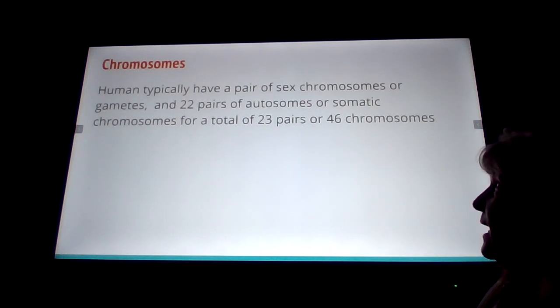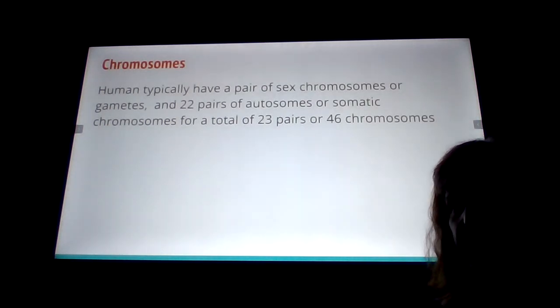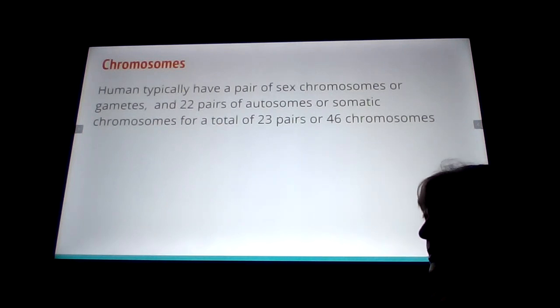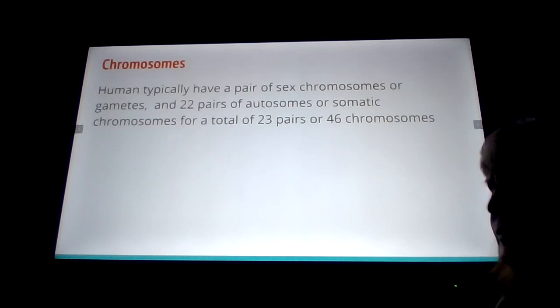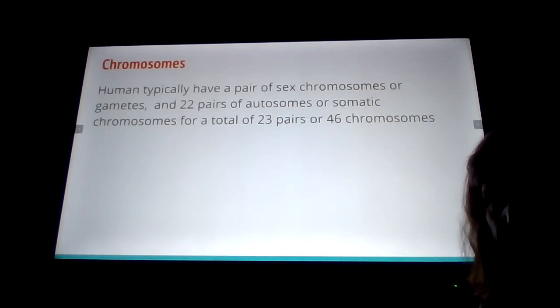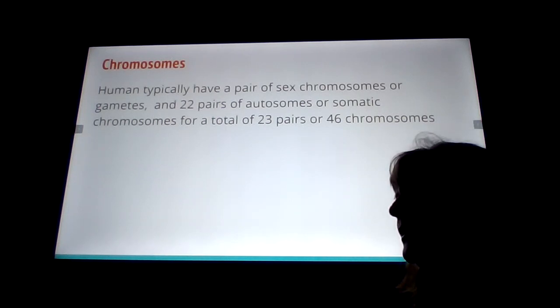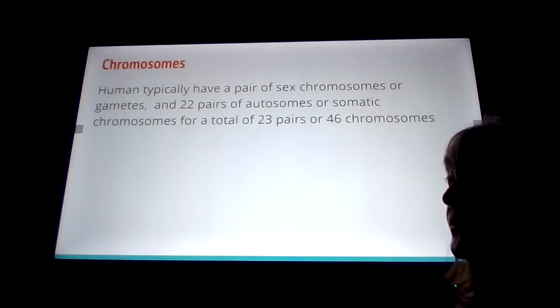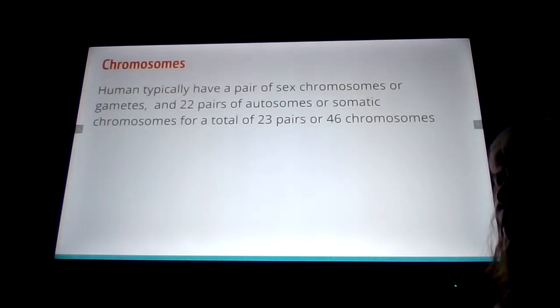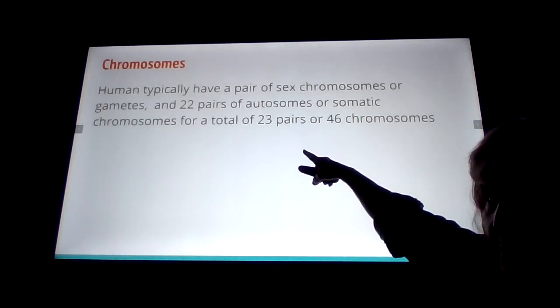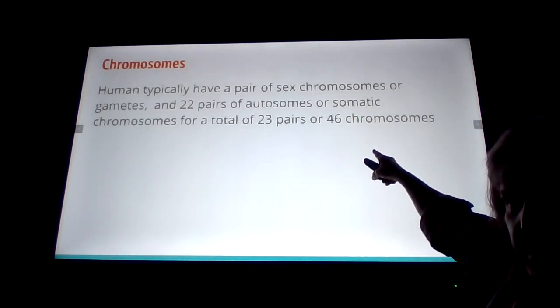Typically, humans have one pair of sex chromosomes, also known as gametes. So gametes are sex chromosomes. Our egg and our sperm are gametes, which are sex chromosomes. Also, we have 22 pairs of what are called autosomes, or somatic chromosomes. These are the chromosomes that code for our height and our hair color and our skin color and all of those traits except for our gender for the most part. So total we have 23 pairs, or we have 46 chromosomes.